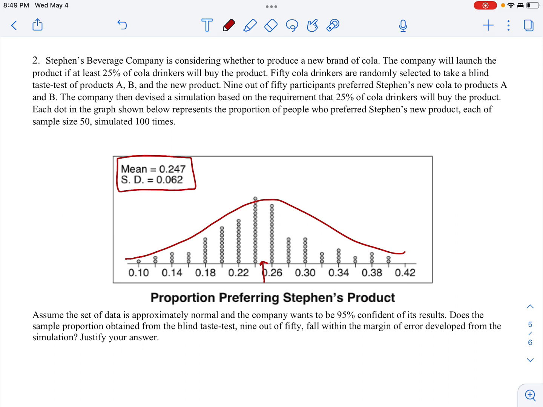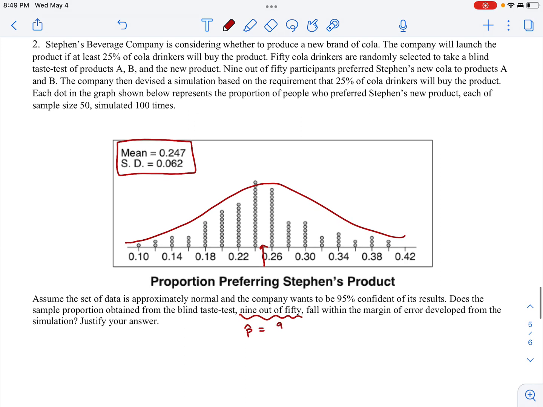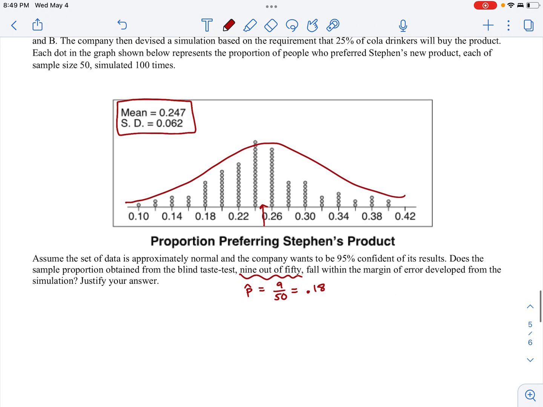So now assuming that the set of data is approximately normal and the company wants to be 95% confident of the results, does the sample proportion obtained from the blind taste test, which was the 9 out of 50, fall within the margin of error developed from the simulation? So let's just take that 9 out of 50. Again, that's our sample proportion, our p hat, 9 out of 50. That would be about 18%. So does 18% fall within the 95% confidence interval?